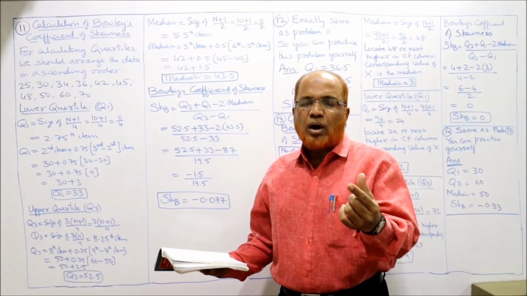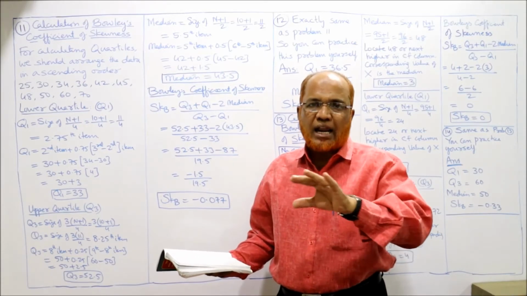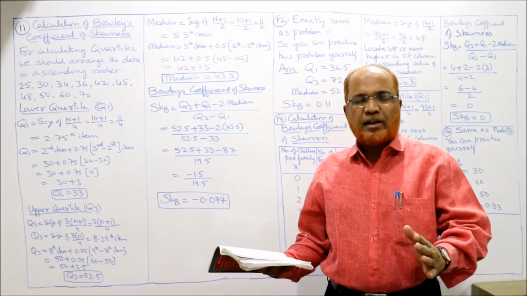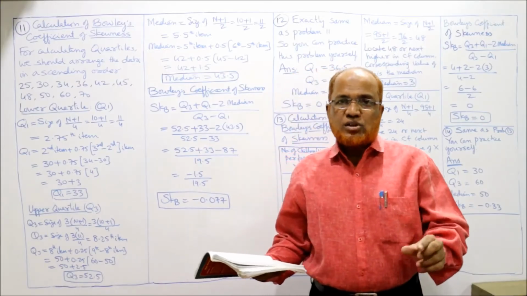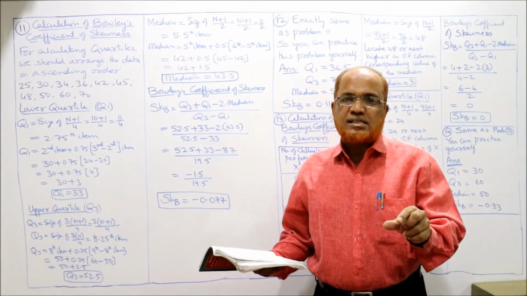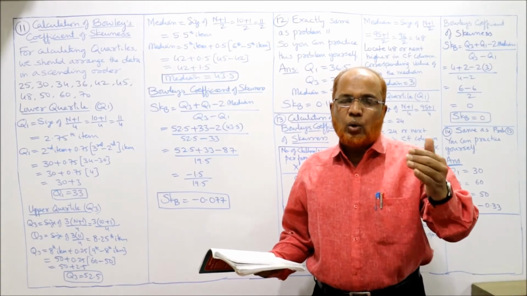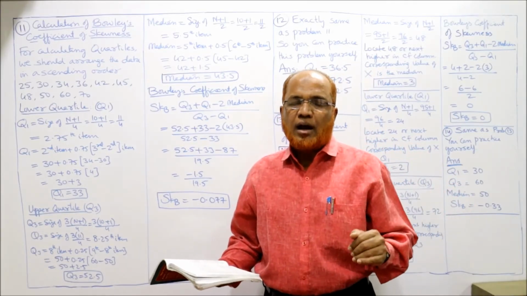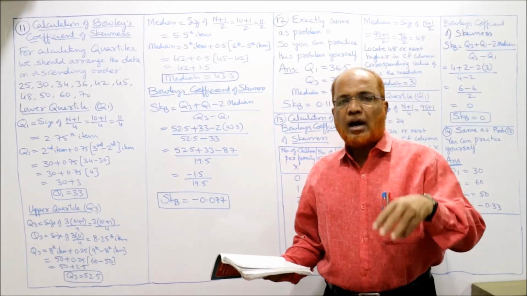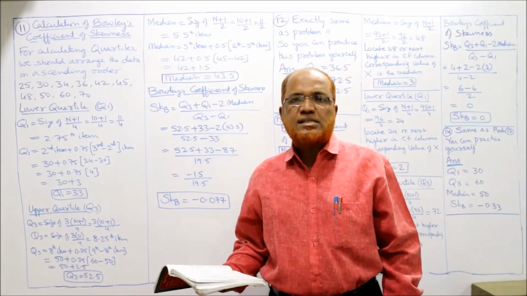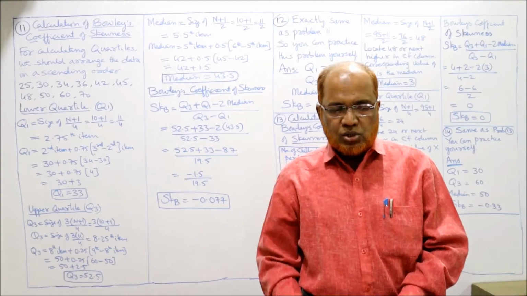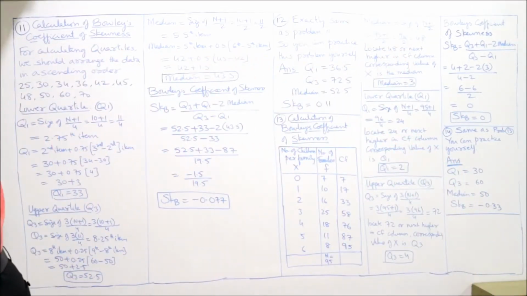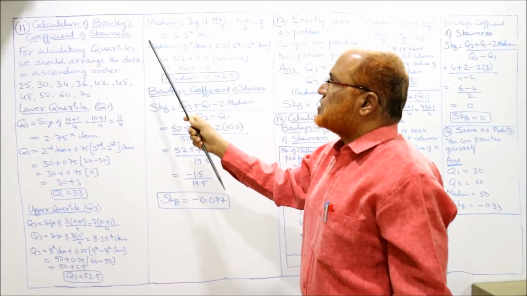To find out the quartiles and median, first of all, we have to arrange the data in ascending or descending order. So we'll make it a rule, ascending order. First we arrange the data in ascending order, then calculate the lower quartile Q1, upper quartile Q3 and median. After calculating these three, we apply the formula given by Bowley, SKB, right? So see the problem here. Calculation of Bowley's coefficient of skewness.